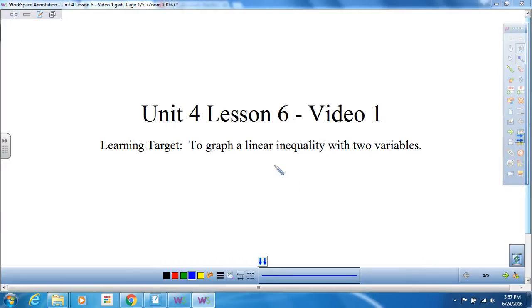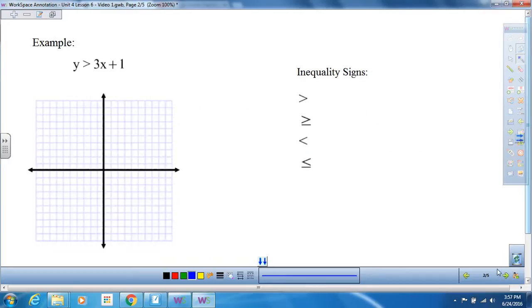Okay, this is Unit 4, Lesson 6, Video 1. So we're going to look at graphing a linear inequality. Okay, so graphing a linear inequality, we graph pretty much the same way we graph an equation.